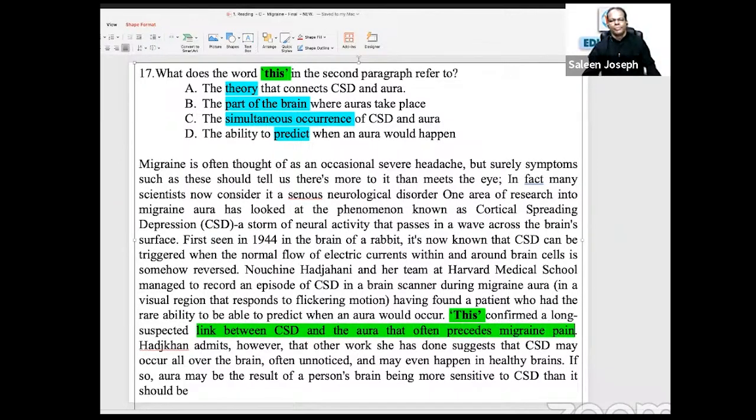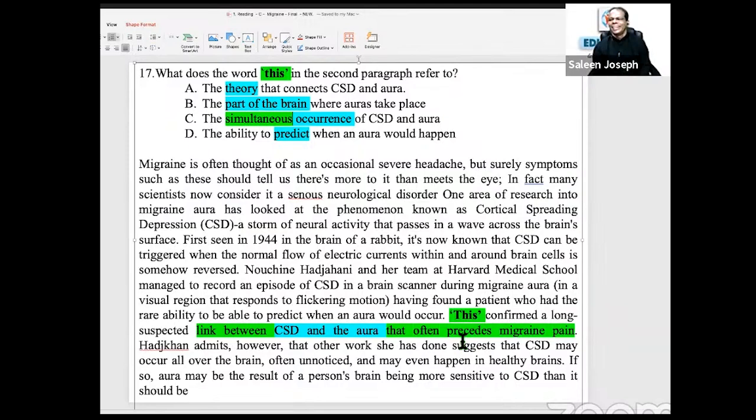What does it mean? CSD and the aura. Simultaneous. Synonymous is simultaneous. The simultaneous occurrence of CSD and aura. Link between CSD and the aura that often precedes migraine pain. The relation between these two.